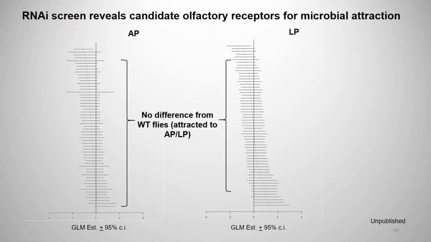As predicted, a lot of receptors have absolutely nothing to do with the attraction. By knocking down those olfactory receptors, the attraction of the flies towards Acetobacter or Lactobacillus has not changed. But we do find a couple that seem to be important. So we now have a few candidates, about 5 of the olfactory receptors that we knocked down, and by knocking down those receptors, the flies become much more averse to Acetobacter or Lactobacillus.